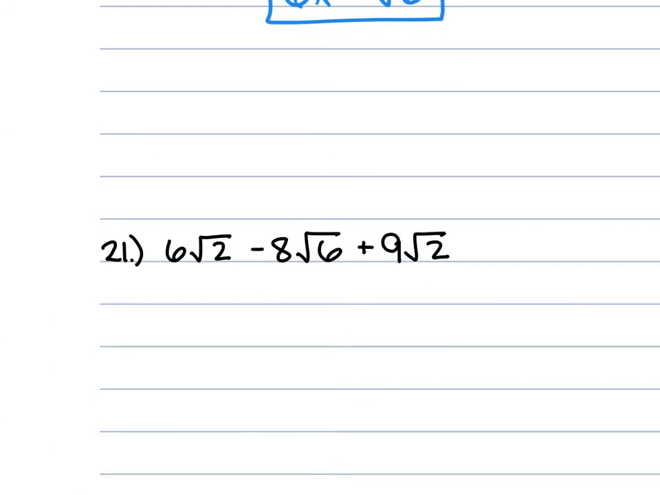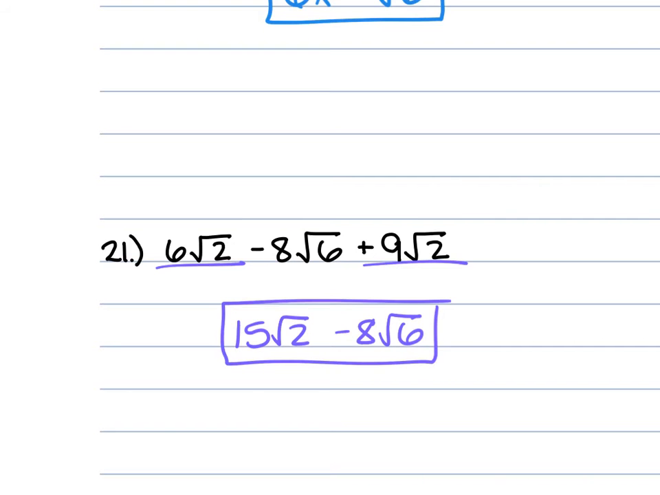For 21, we have 6 square root 2 minus 8 square root 6 plus 9 square root 2. So like terms here are the 6 square root 2 and the 9 square root 2. 6 plus 9 is 15. Square root 2 minus 8 square root 6.